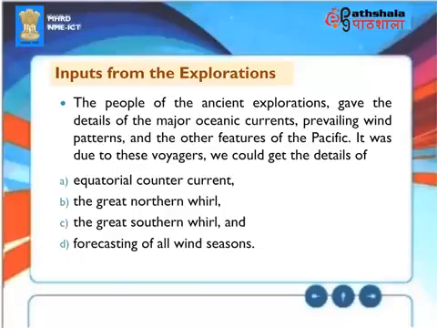Inputs from the explorations. The people of the ancient explorations gave the details of the major oceanic currents, prevailing wind patterns, and other features of the Pacific. It was due to these voyagers that we could get the details of the equatorial countercurrent, the Great Northern Whirl, the Great Southern Whirl, and forecasting of all wind seasons.